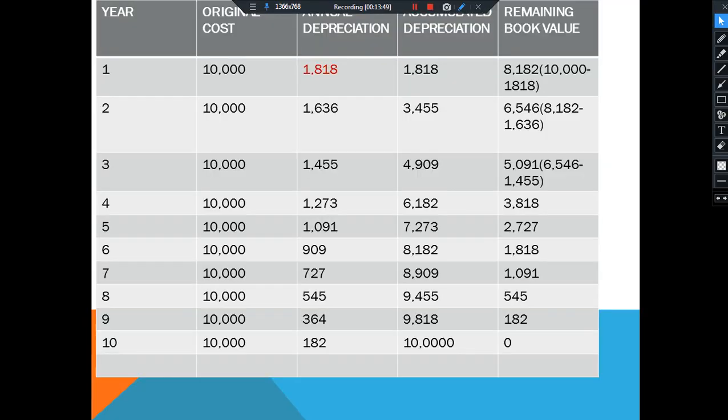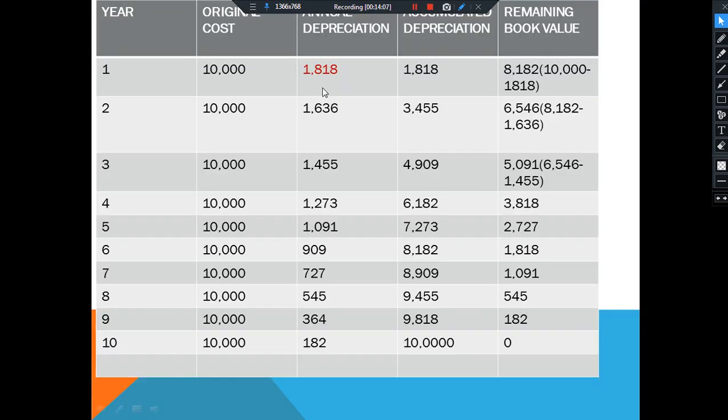Okay, so just quickly see here the year, the original cost, the annual depreciation, the accumulated depreciation, and the remaining book value. We have seen here that in the very beginning, after 1 year, it was very high depreciation, 1818. Later on it kept on decreasing. See, 1818, 1636, 1455, 1273, and so on, and in the last 182, the annual depreciated value.